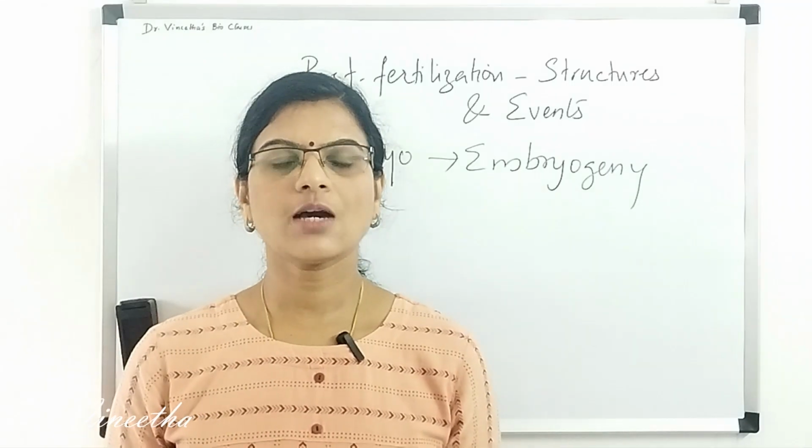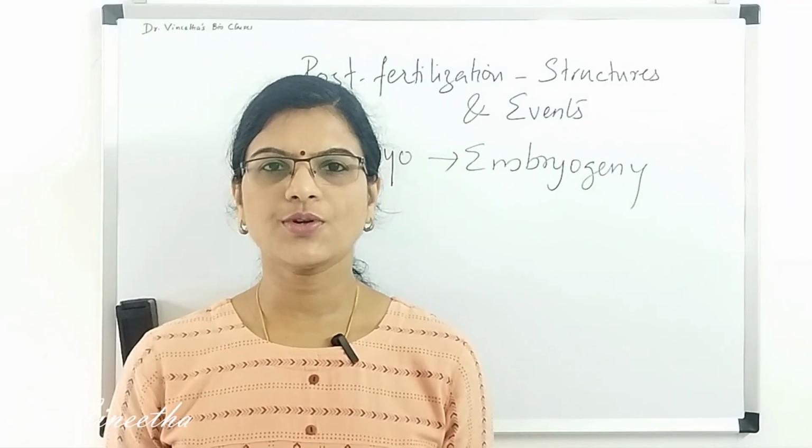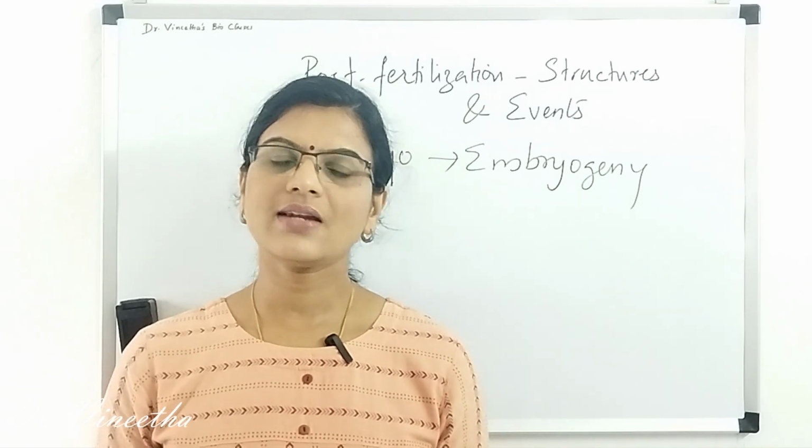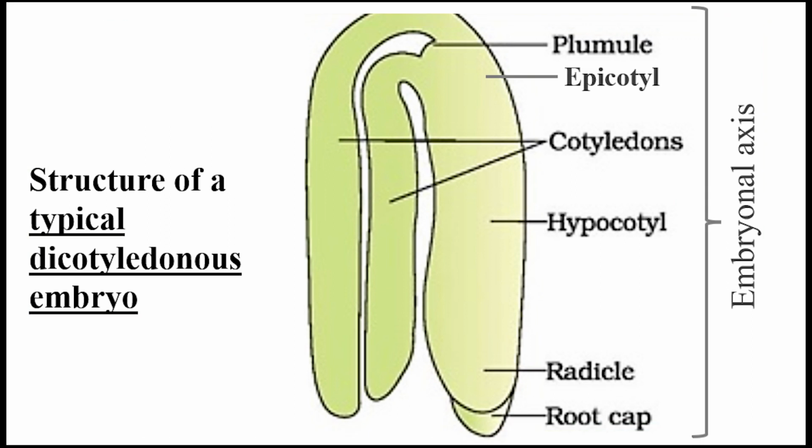If we talk about a typical dicot embryo, dicot means dicotyledonous, you can see that the embryo consists of an embryo axis. Can you see the embryo axis? It has an embryo axis and two cotyledons, because it's a dicot. So the dicot embryo has an embryo axis and two cotyledons.